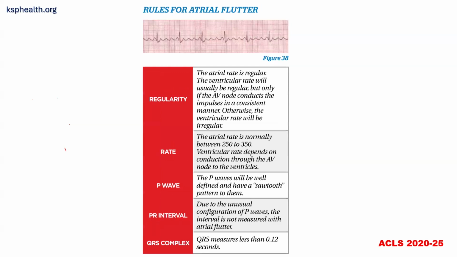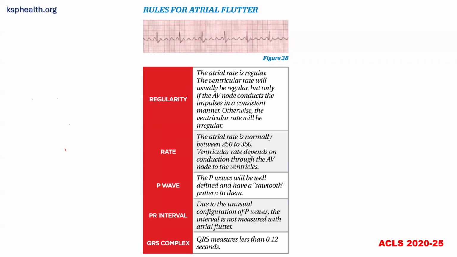Atrial flutter. Atrial rate is regular. The ventricular rate will usually be regular, but only if the AV node conducts the impulse in a consistent manner. Otherwise, the ventricular rate will be irregular. The atrial rate is normally 250 to 350. Ventricular rate depends on the conduction through the AV node to the ventricles.